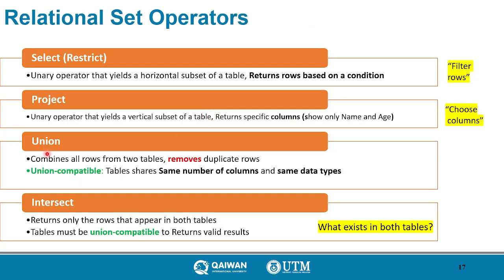Now we have something else: union and intersect. Union combines all rows from tables and removes duplicate rows, and the tables must be union compatible. Union compatible means they have the same number of columns and the same data types. Intersect returns what exists in both tables, only the rows that appear in both. It must be union compatible again.